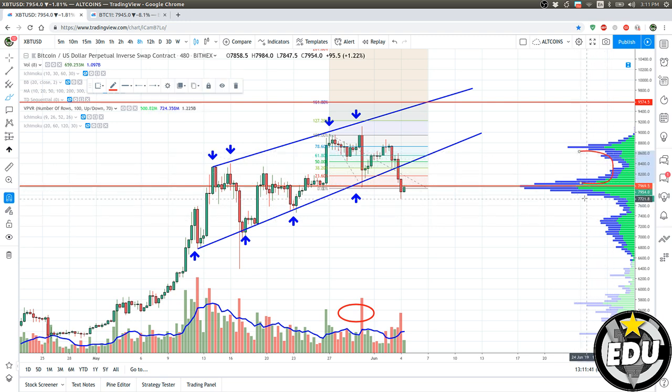This is a low volume node. Okay, and this is a high volume node.